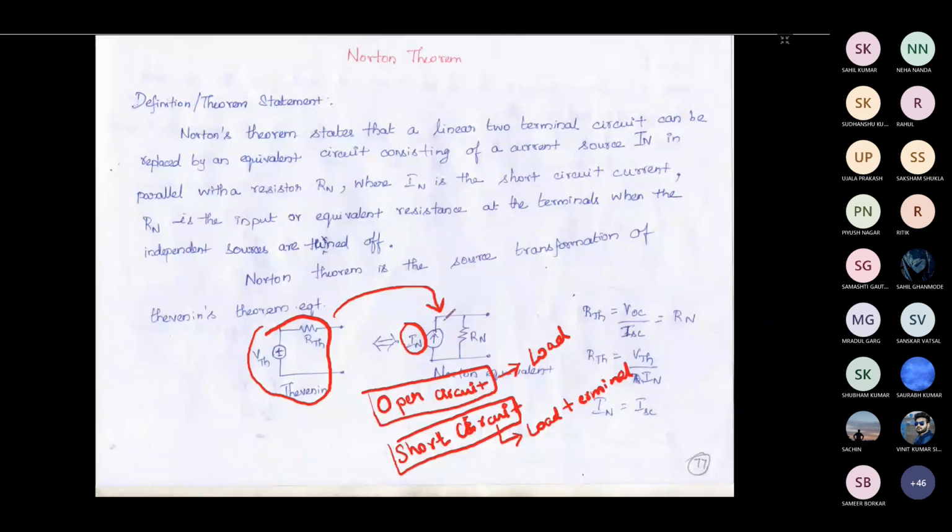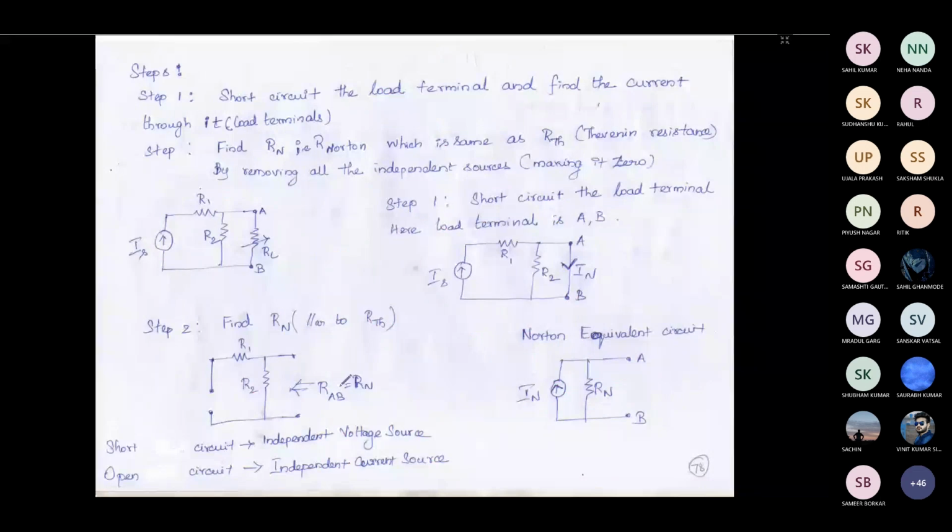Again, there is one resistance, that is Rn. Rn is nothing but the Norton resistance. Norton resistance is same as Thevenin resistance. The procedure to find the Norton resistance is same as Thevenin resistance. No change in that. Only this current changes. If you find the Thevenin equivalent, you can directly convert that to Norton circuit by using source transformation. But in this subject, you have to find the Norton theorem based on its own procedure.